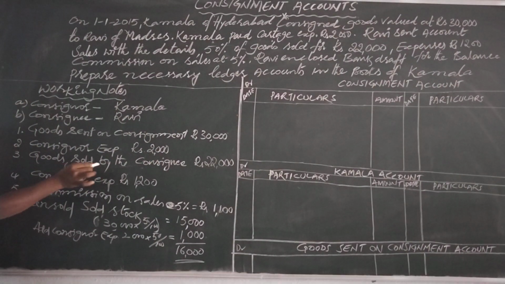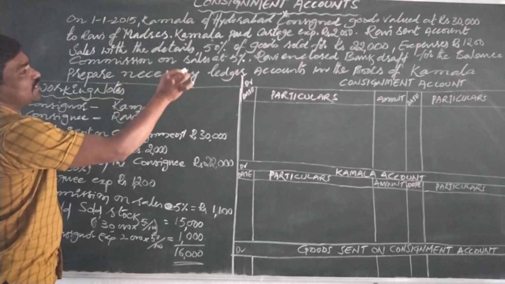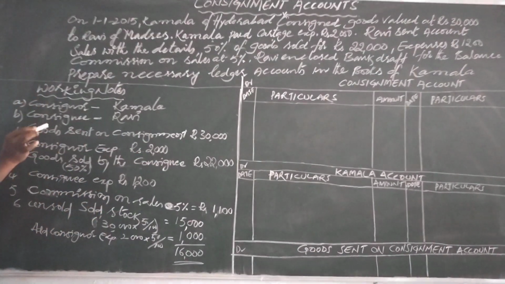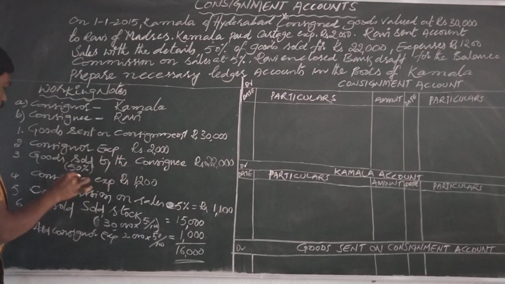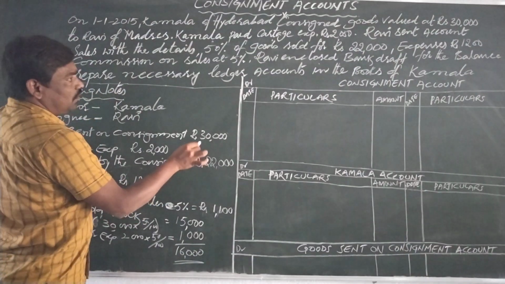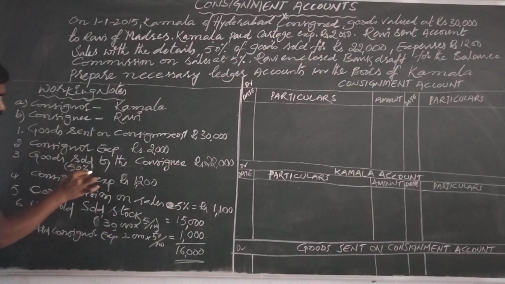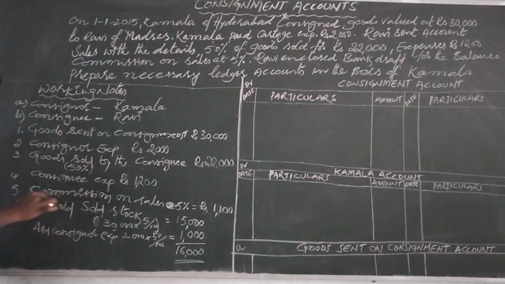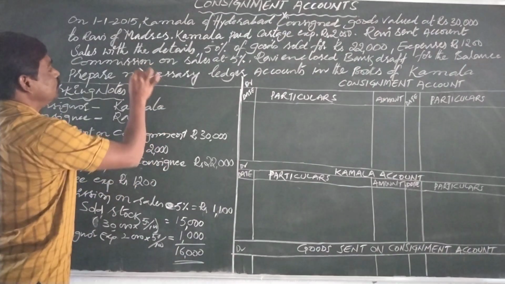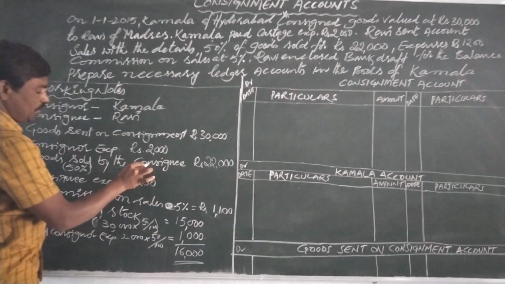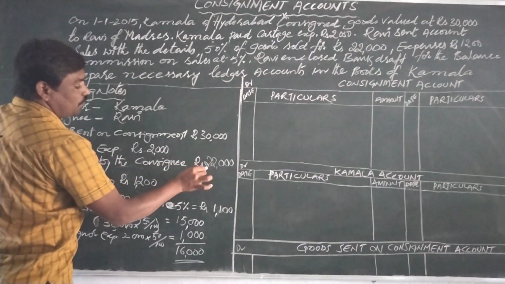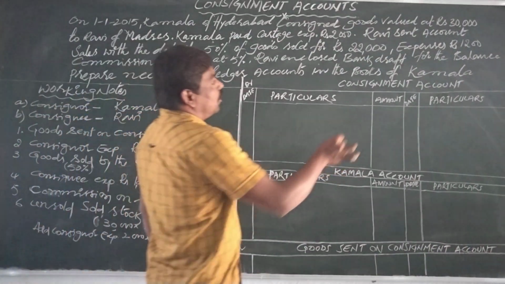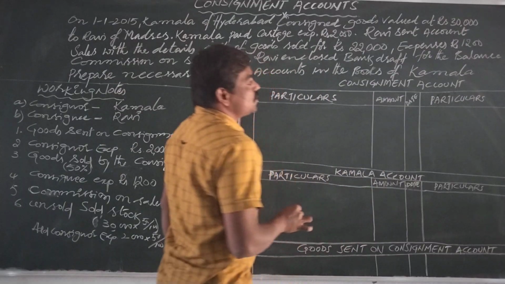Next, goods sold by the consignee. In this problem, the consignee sold 50% of the goods for rupees 22,000. Students, who sold? The consignee. Consignee means who here? Yes, Ravi. Ravi sold 50% of the goods for rupees 22,000. And consignee expenses here are rupees 1,200.